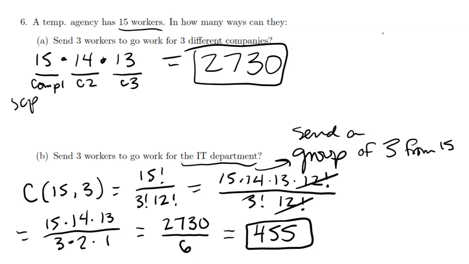So there's always a lot more options if we care about the order they're doing, or if the people have different roles, versus if we pick a group of people.